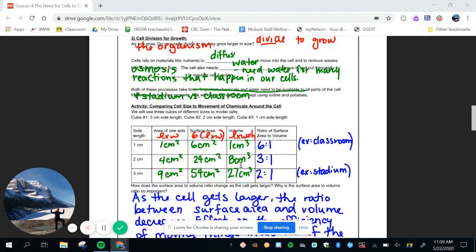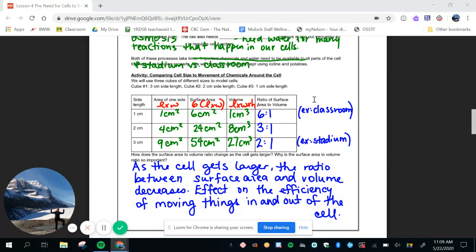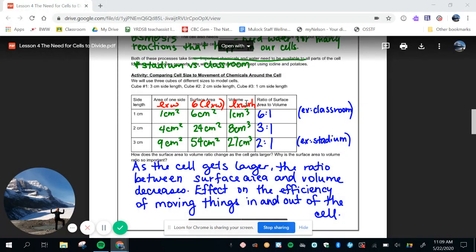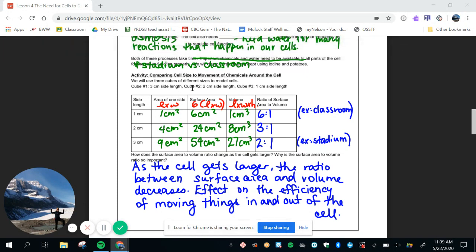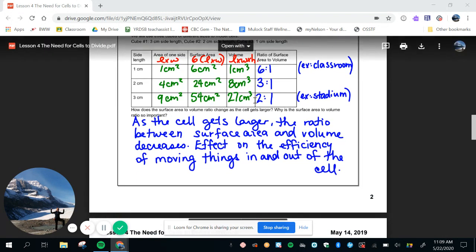So I want to bring your attention down here, to our classroom versus stadium example. Usually in class, I would make little model cells with cubes, because cubes are things we've seen lots of times in math and are very familiar. It's also really easy for us to calculate volume and surface area. And as it turns out, we can use them as a really good model for what happens with cells as well.